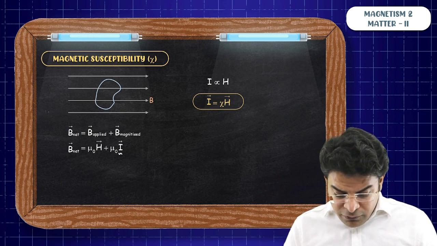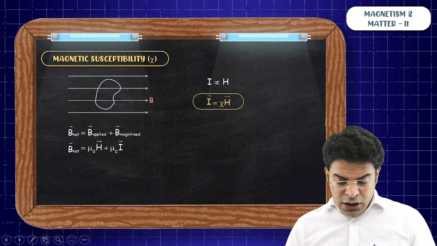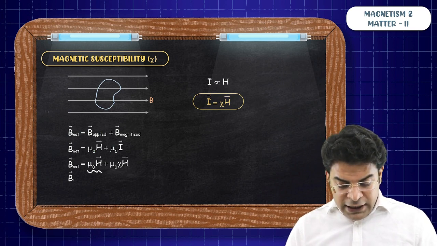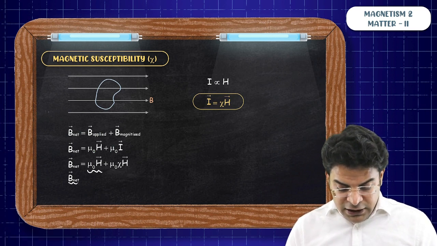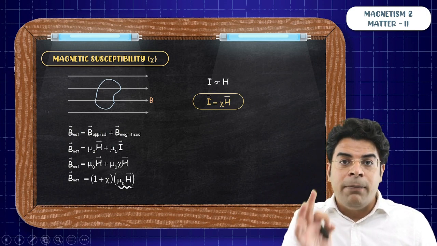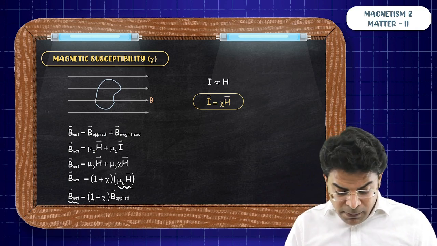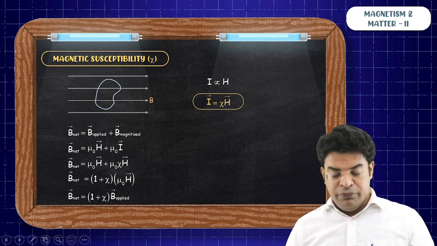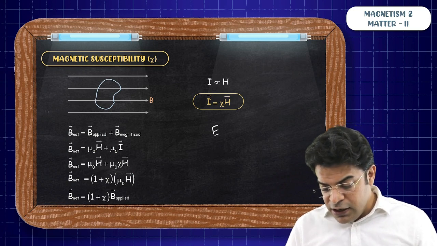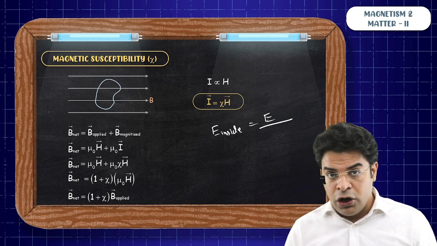Now, in place of intensity of magnetization, you can write susceptibility times the magnetizing field intensity. So here, on substituting, you will get mu naught H plus mu naught psi H. Now you can take mu naught H as common, so you will get the net magnetic field inside equals (1 plus psi) times mu naught H, and in place of mu naught H, you can write the applied magnetic field. So the net magnetic field inside the material equals (1 plus susceptibility) times the applied magnetic field. We have learned while learning electric field that the electric field inside the material equals the electric field applied upon the dielectric constant.